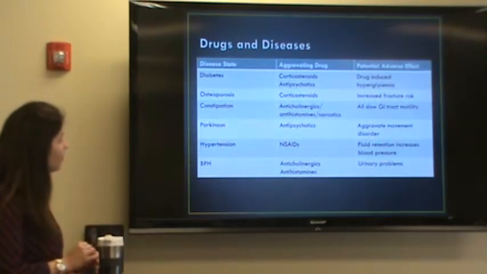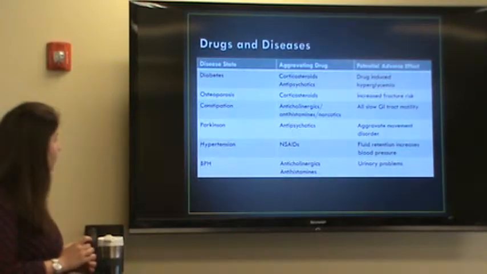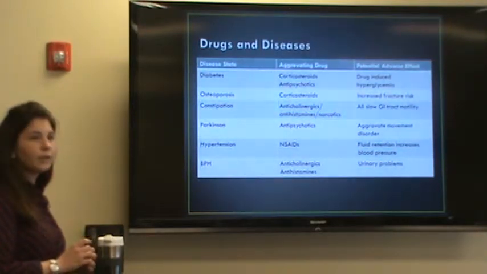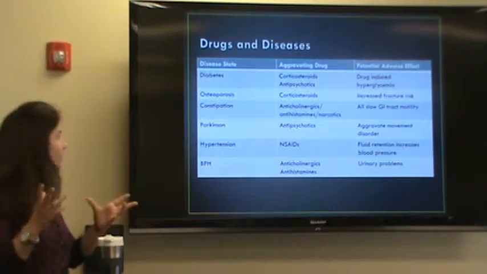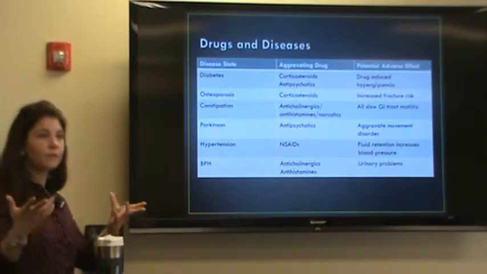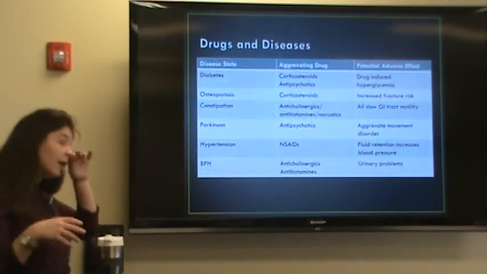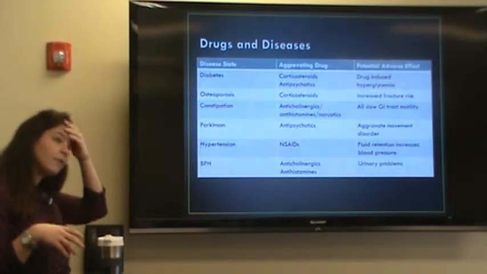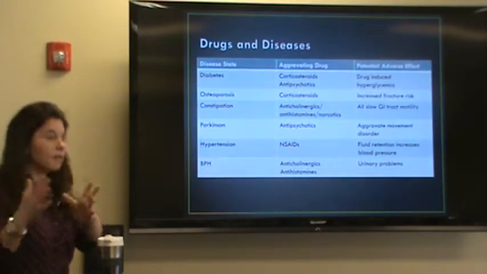Osteoporosis, so long-term steroid use can increase your fracture risk. Someone had asked earlier, is that giving that for a week? Like if you're giving prednisone for a week, do you increase fracture risk? And usually they say around 3 months is where you see that difference in fracture risk.